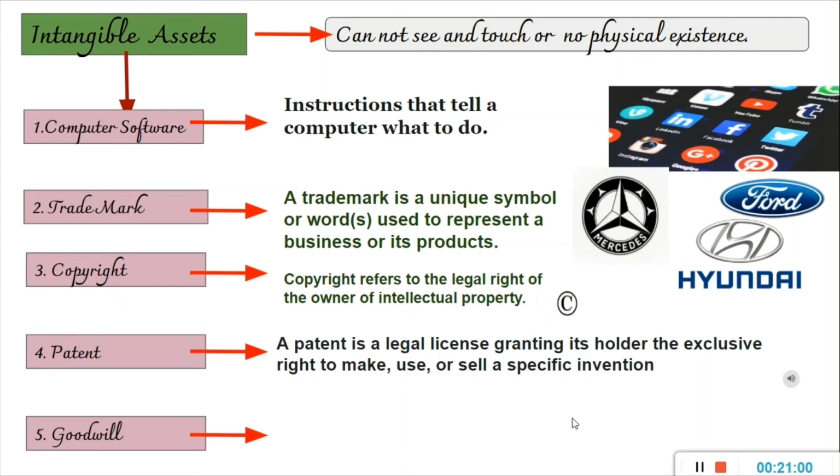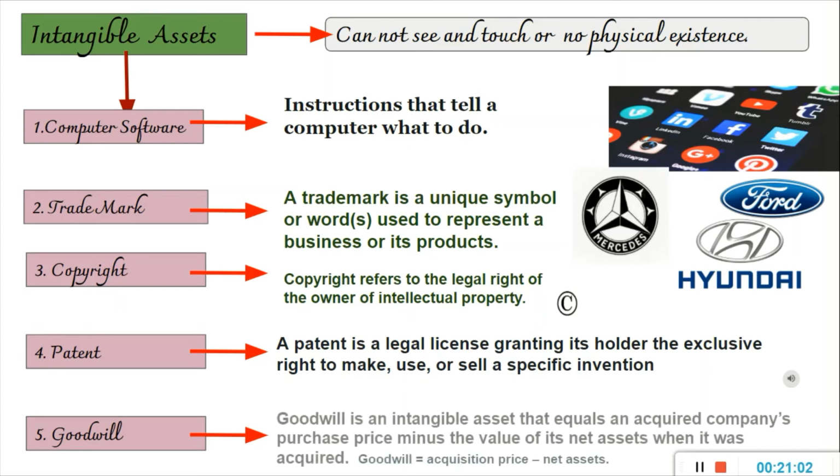So, these are all the main examples of intangible assets. Clear? In intangible assets we can see these five categories only: computer software, trademark, copyright, patent, goodwill, and so on. Okay. I hope you are clear about what intangible assets are and what the examples of intangible assets are. Now we can see the current assets in the next slide. Okay.